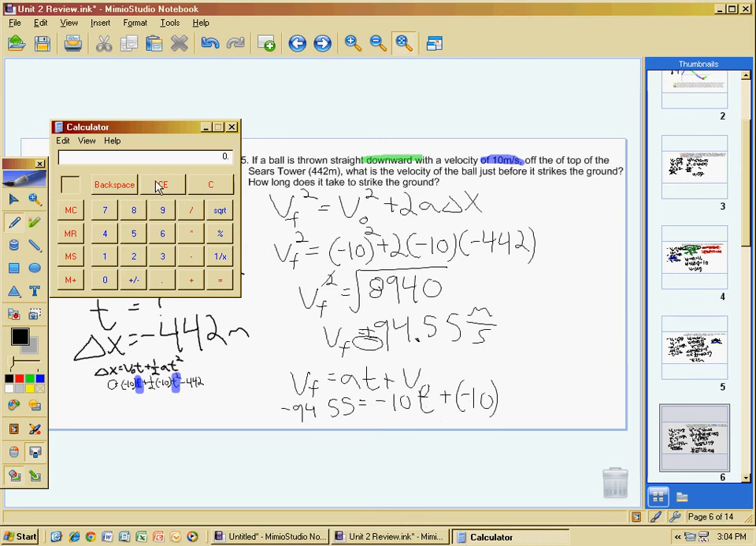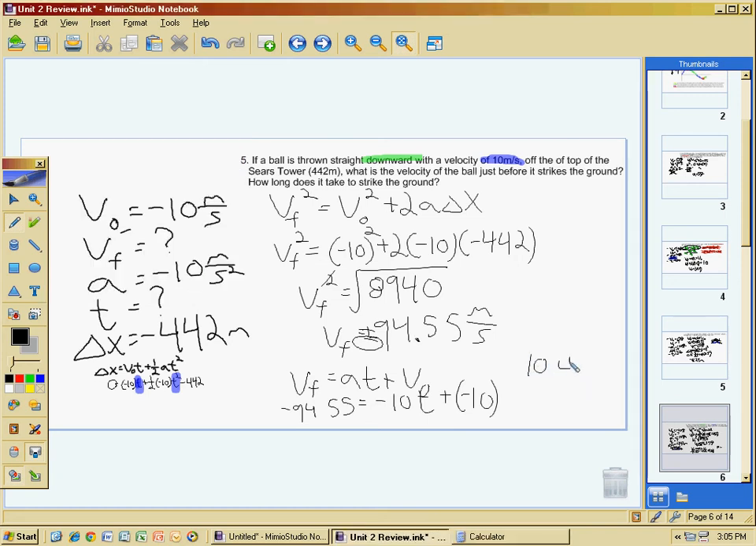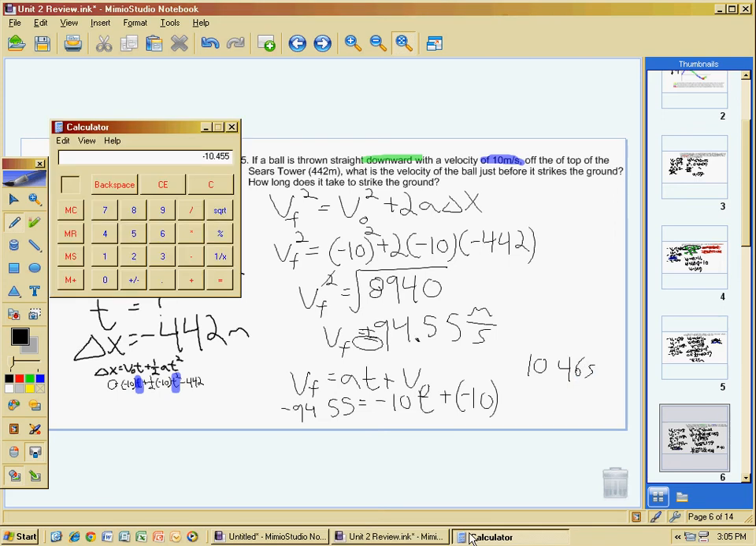All right, so what we have is negative 94.55 plus 10. It's basically what it winds up to, minus a negative, divided by negative 10, which gives us, okay, I think I forgot a sign there, but it should be 10.46. Let me double check my math there real quick.